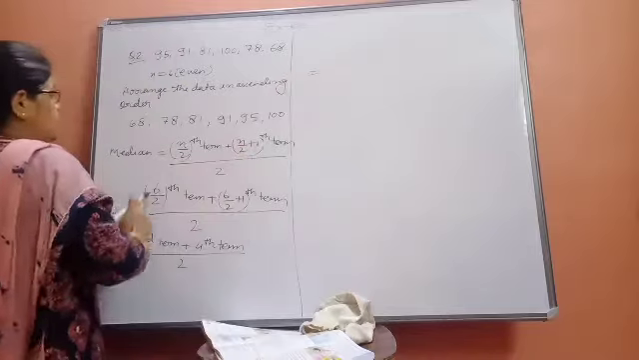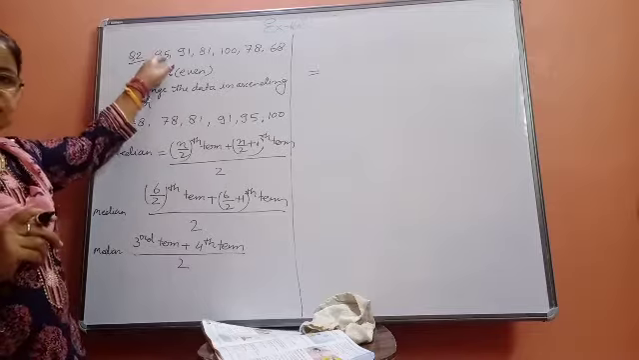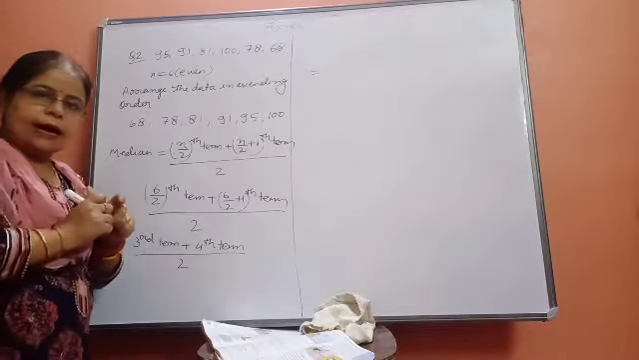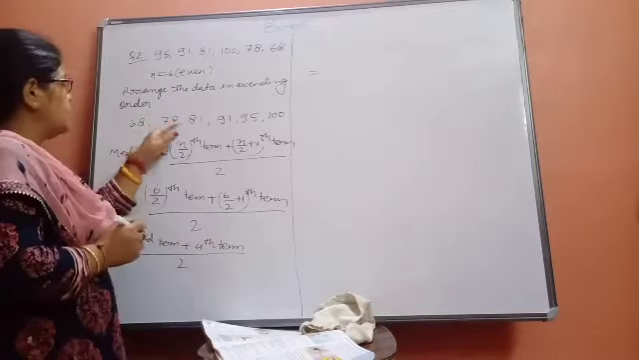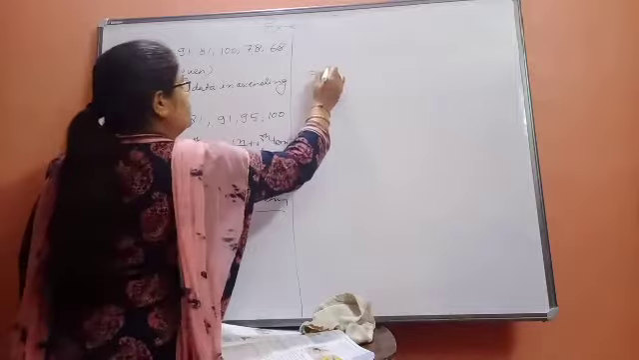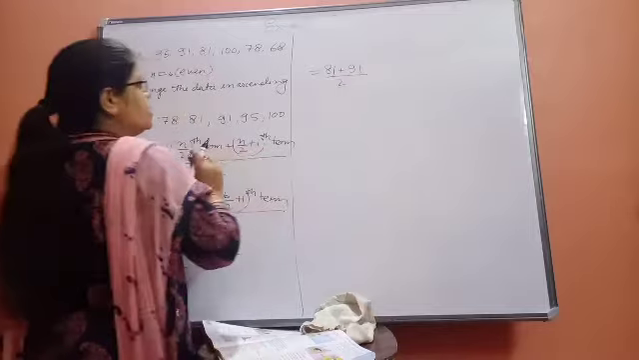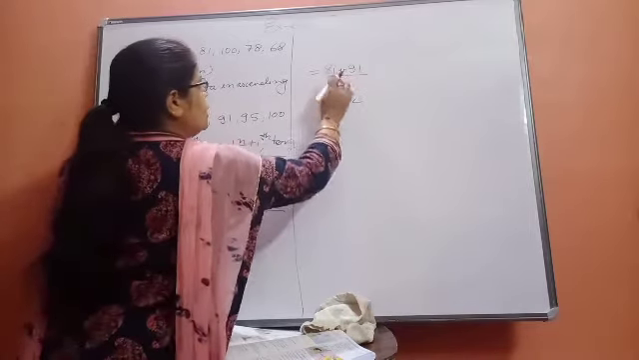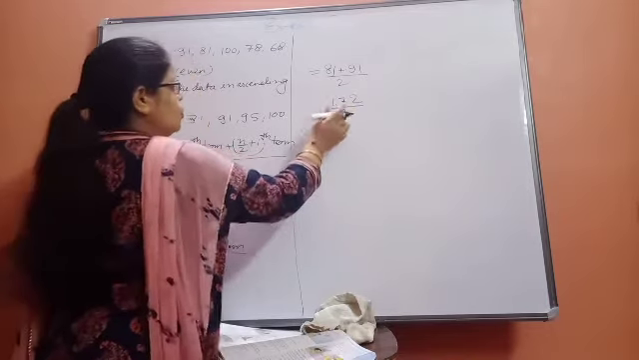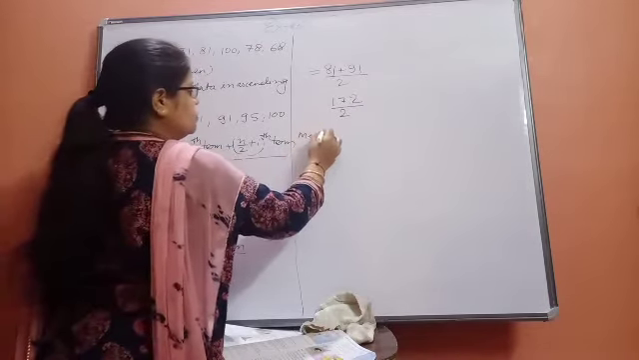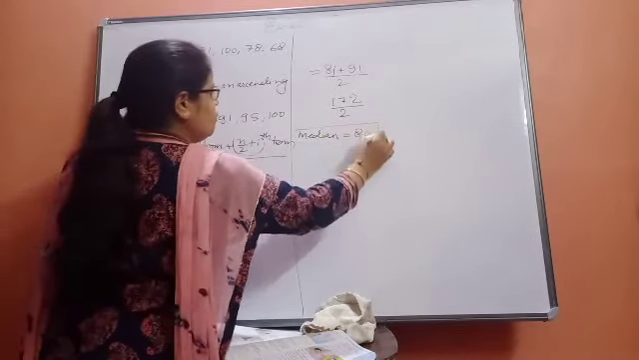With the third term and fourth term, go by the data you have arranged in ascending order, not the previously given data. From the arranged data you take the third term and fourth term. See, the third term is 81, the fourth term is 91, divided by 2. This will be your median. So 1 plus 1 is 2, 9 plus 8 is 17 upon 2. So median will be equal to 86.